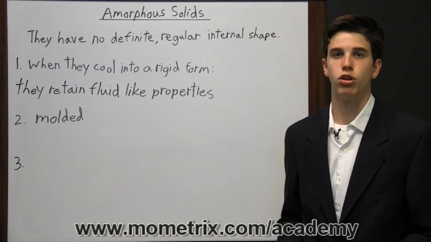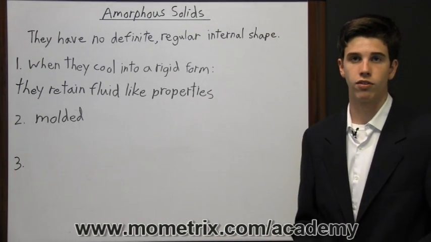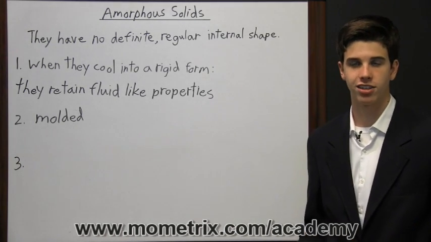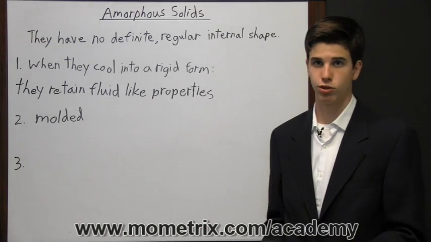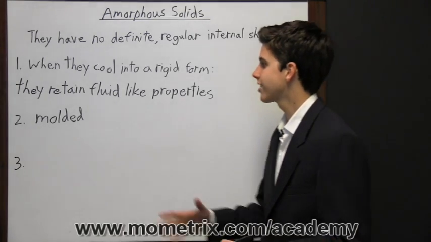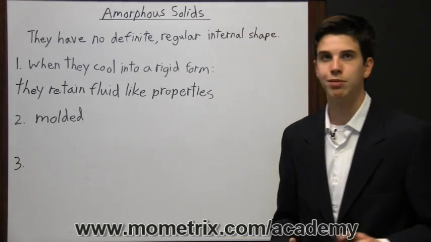And there's other types of amorphous solids as well, like rubber, for example, which can be molded into automobile tires, or sheets, or gaskets. And there's also plastics, which can be molded into all types of shapes and sizes. So that's an example of how amorphous solids can be molded.